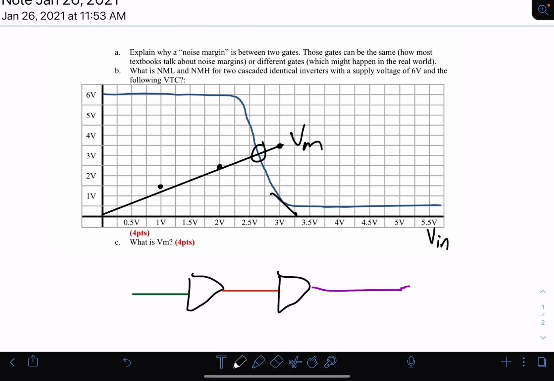And what that tells us is kind of just right in the middle of the undefined logic zone. So we would call undefined logic anywhere between VIL, VM is smack dab in the middle, and VIH. And that corresponds to anywhere along this line, and VM just happens to be right in the middle.